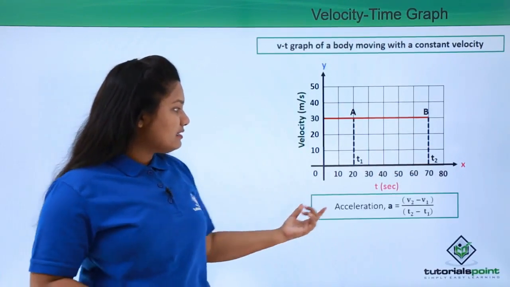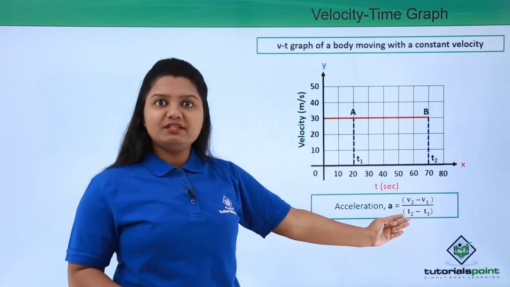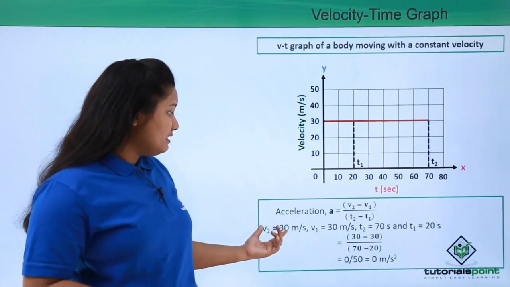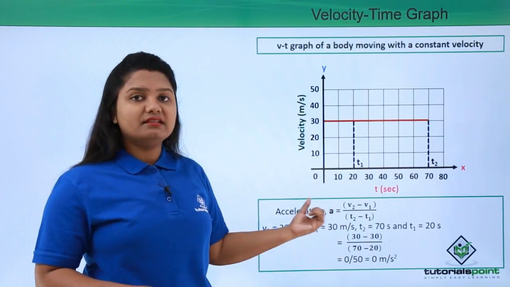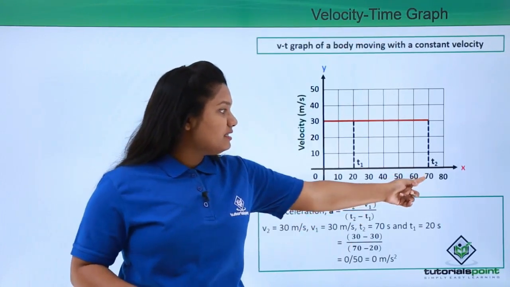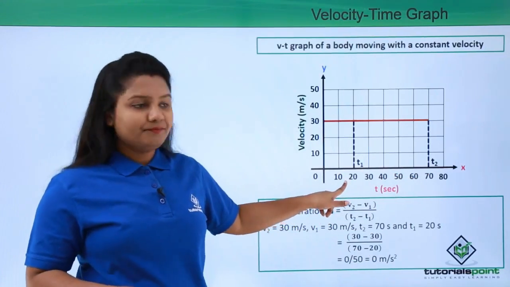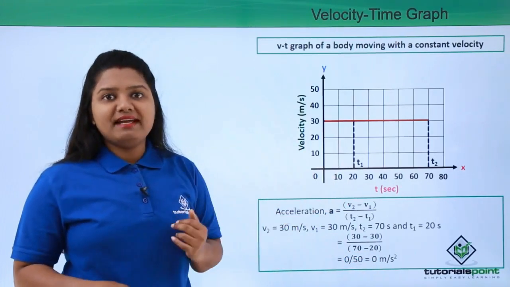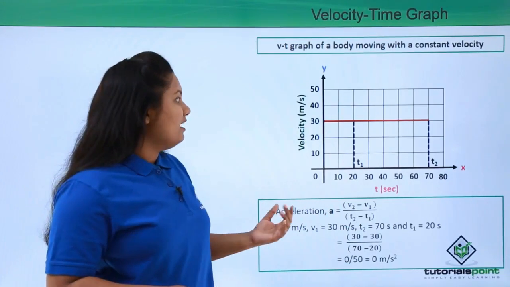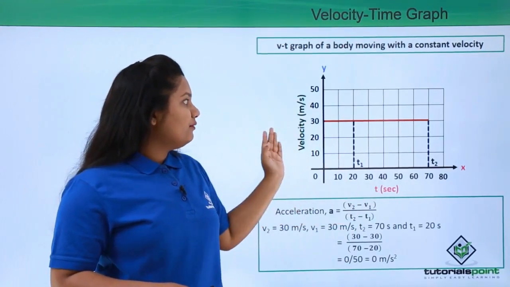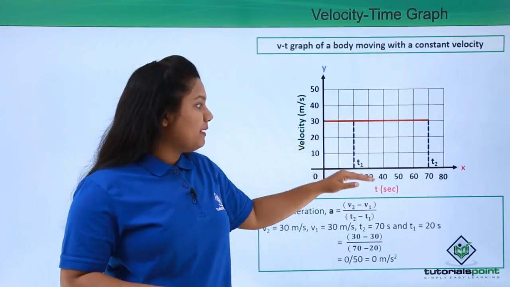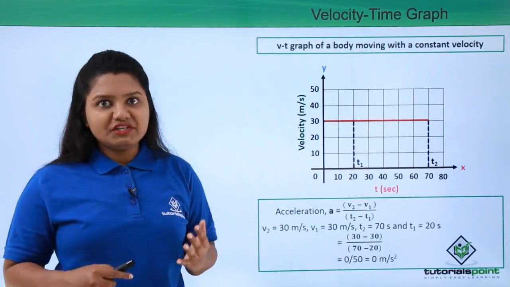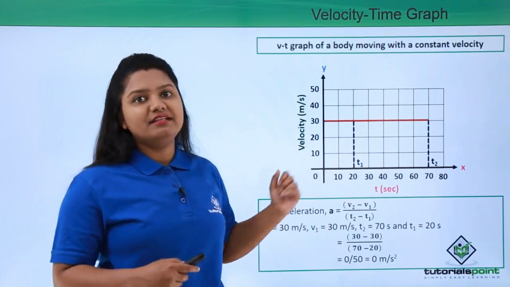Now, we will be putting the same formula, that is v2 minus v1 divided by t2 minus t1, to find the acceleration. So let's do that. Here we see that the velocity values v1 and v2 both are 30 meters per second, and t2 here is 70 seconds and t1 is 20 seconds. On putting all these values, we get the answer as 0 finally. So this verifies whatever we have already learned, that is, a velocity time graph which is parallel to the x-axis represents a body which is moving with uniform velocity and its acceleration is 0, which is verified here clearly.